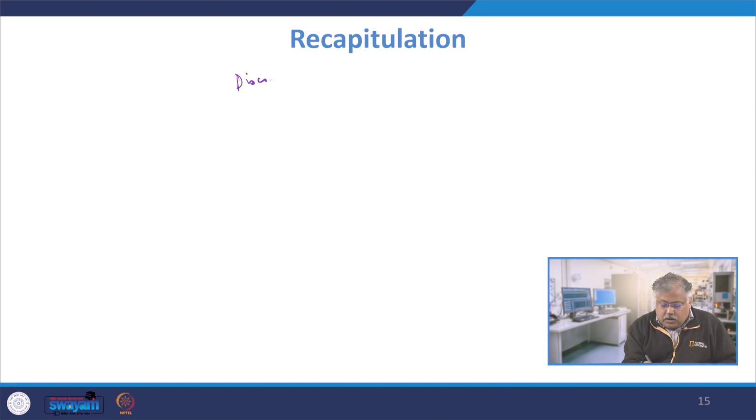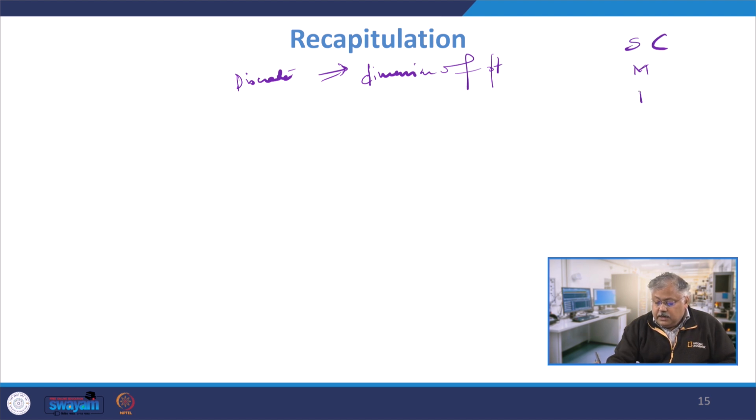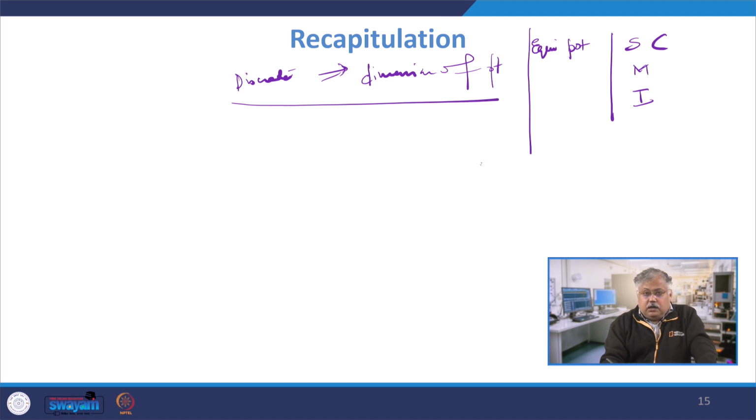And finally, we ended up with the idea that if you have a material, let us suppose silicon, where atoms are arranged in a regular fashion, then on the energy scale, the energy levels are always discrete. They are never continuous. So we have learned that discreteness depends upon the dimension of the potential well, right? So we know the difference between semiconductor, metal, insulator. We also understood about equilibrium potential, and that the discreteness comes from the dimension of the potential well.